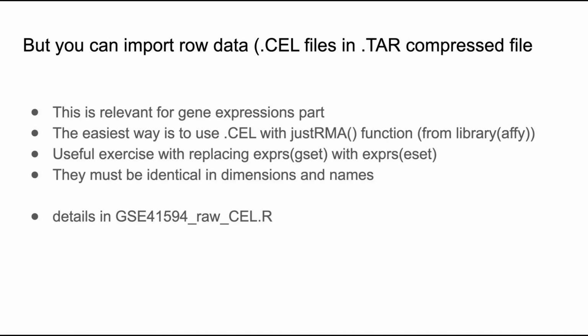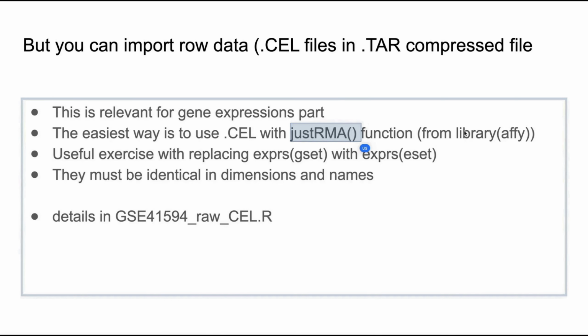Here I will explain that if you do not like what you see, then you had better go to the CEL raw data and incorporate them into your limma GEO2R protocol. So it's basically limma with some lines from GEO2R. The trick is that you use the justRMA function from library affy, which reads the raw CEL data and generates a very similar data type, ESET, which can replace GSET in your protocol, and things will go smooth and easy.